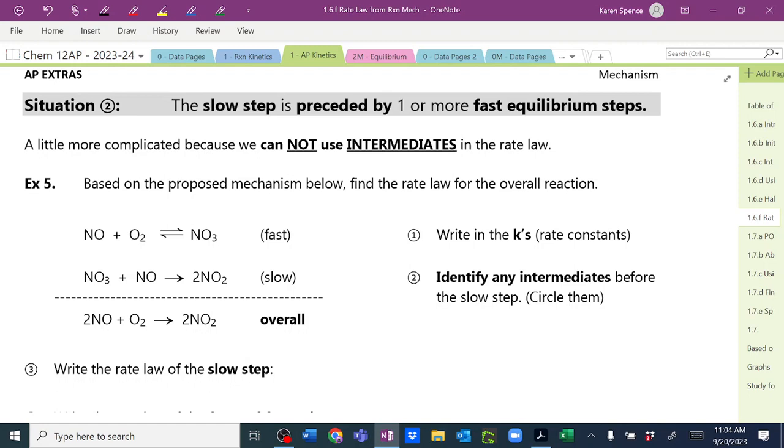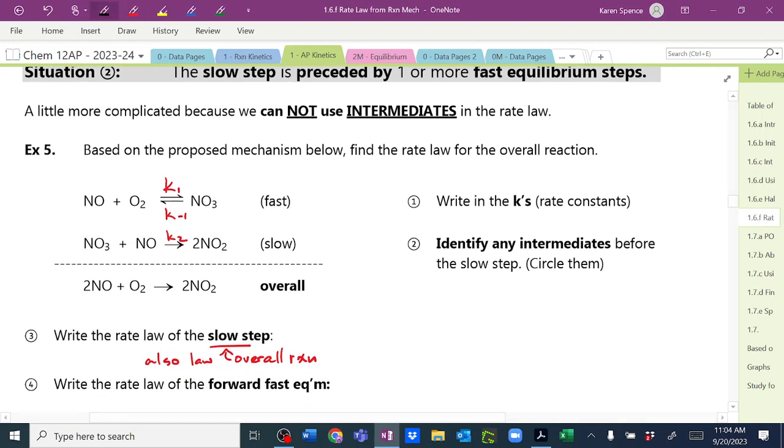So, here we go. Write the K's. So we have K1, K minus 1. We have K2. We are now going to write the rate law for the slow step because that will also be the rate law for the overall reaction, yes? And we're going to start with just intermediates and whatever because we're going to plug things in later, okay? So we have rate equals, and here is our slow step. So it's going to be the constant, or sorry, K2, because step 2 is the slow step, times the concentration of NO3 times the concentration of NO.